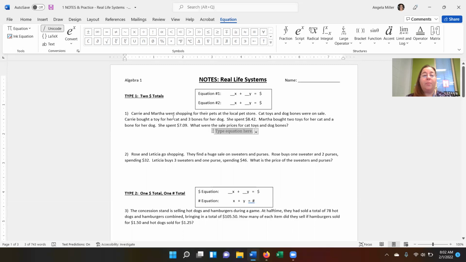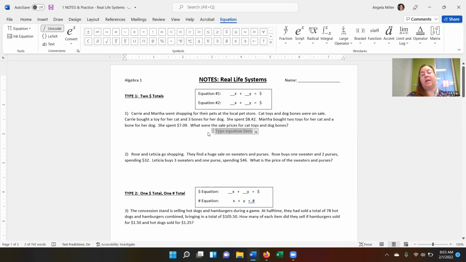So Carrie and Martha went shopping for their pets at the local pet store. Cat toys and dog bones were on sale. Carrie bought a toy for her cat and 3 bones for her dog. She spent $8.42. Martha bought 2 toys for her cat and a bone for her dog. She spent $7.09. What are the sale prices for the cat toys and the dog bones? So we know we want to know what cat toys and dog bones cost.